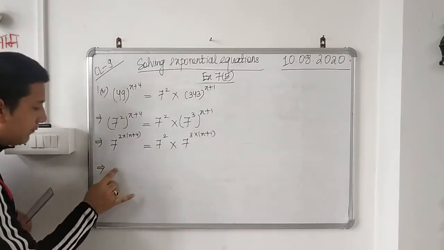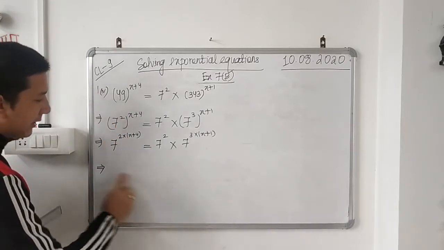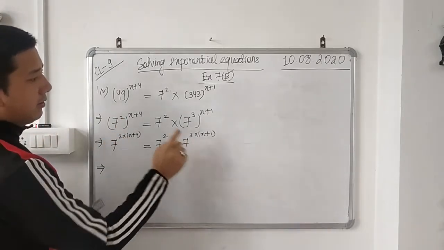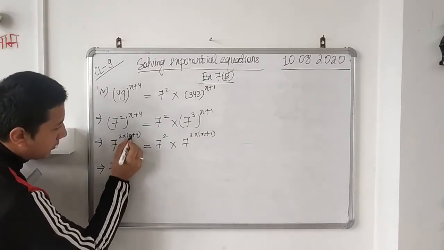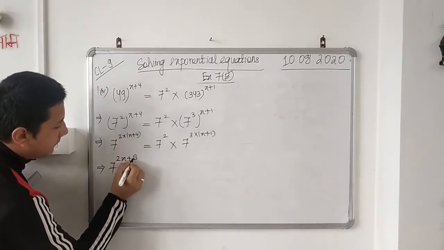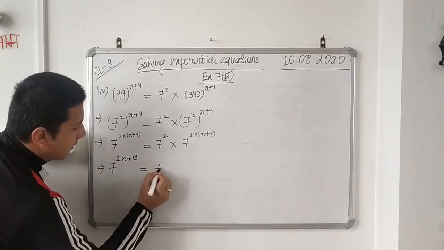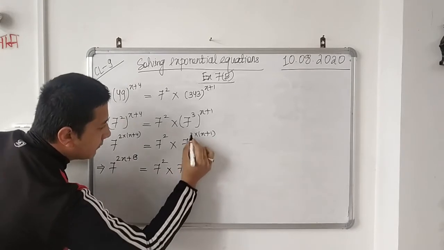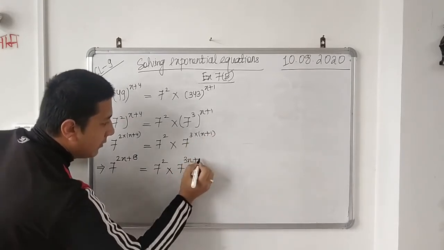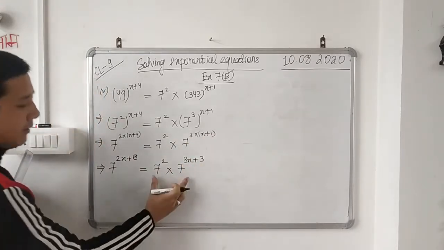So that's why I'm leaving a gap out here so that I can write. Similarly this power. Okay, now let's use the power law. 7 to the power 2x plus 8 will be 7 square into 7 to the power 3x, that is 3 into x, 3x, 3 into 1, 3, along with the sign. Now, what happens?